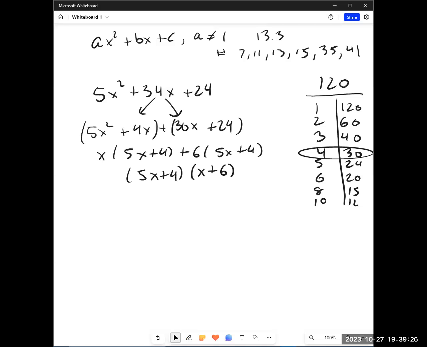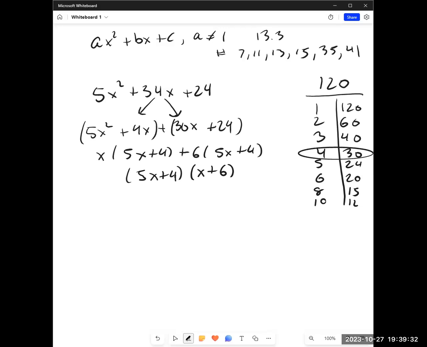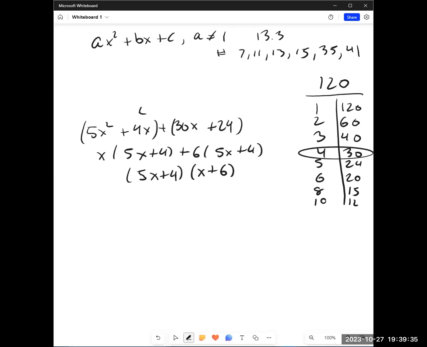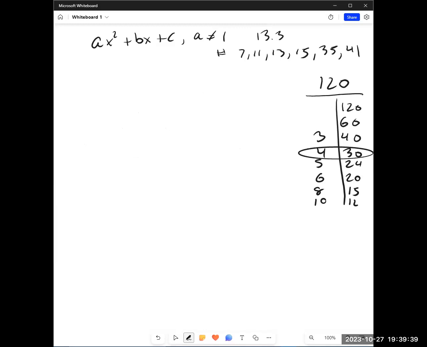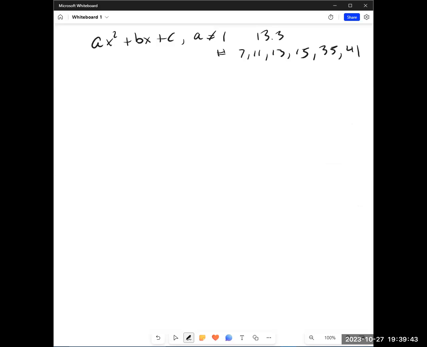And you see that I got the same answer, but there was no guessing and checking involved. So when it's feasible for me to do that, I'm going to go ahead and use that method, because the table is going to tell me exactly what the right factor pair is.